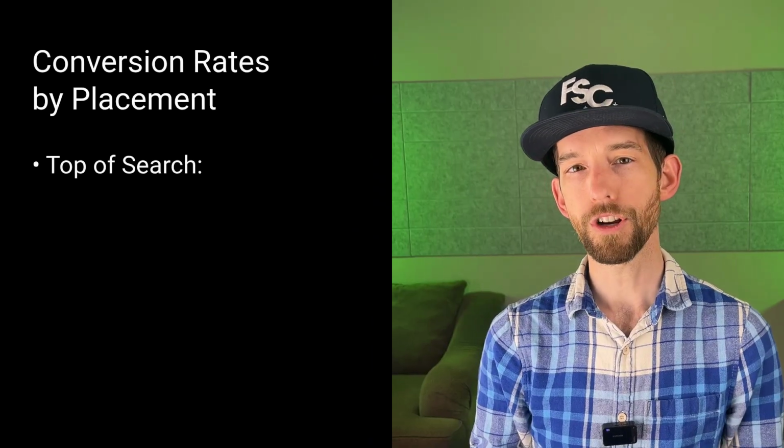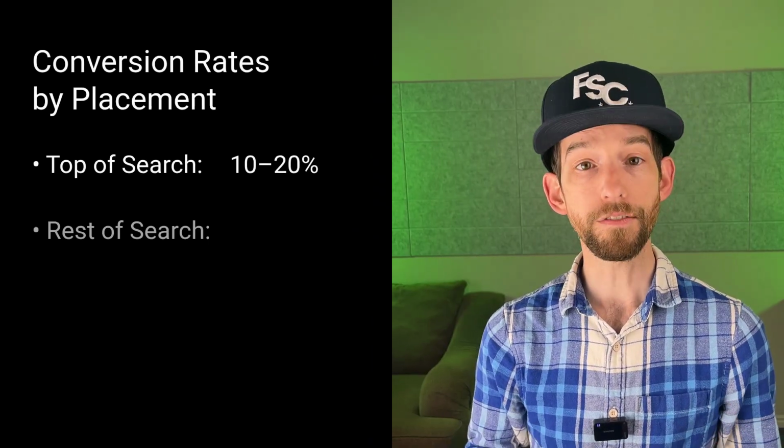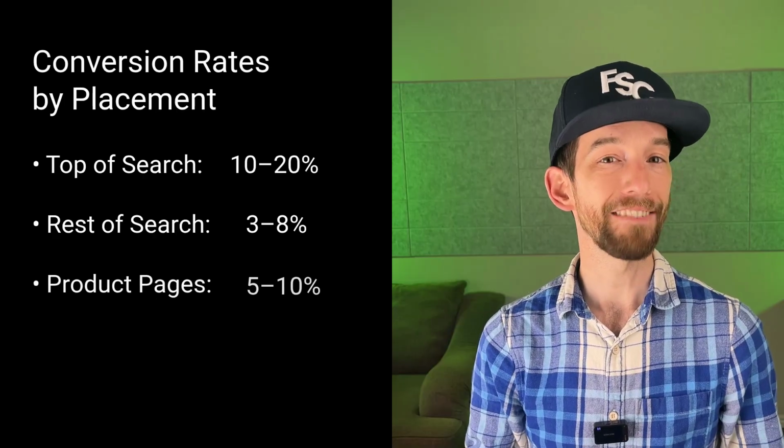The data reflects this pretty clearly. Now, top of search conversion rates typically run somewhere between 10 to 20%. Rest of search runs 3 to 8%. Product pages about 5 to 10%. Because of that gap, it's common to set a top of search adjustment to push your bids higher for when they show up in the top of search. The way to dial this in is to raise the adjustment until the ACoS or ROAS on top of search is roughly in line with your other placements.